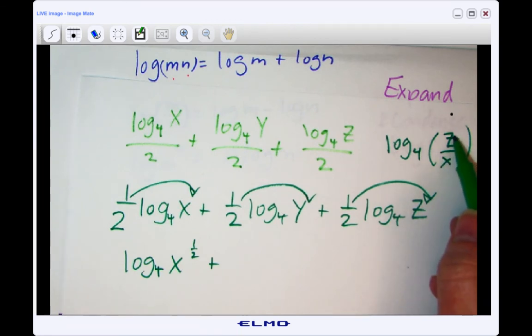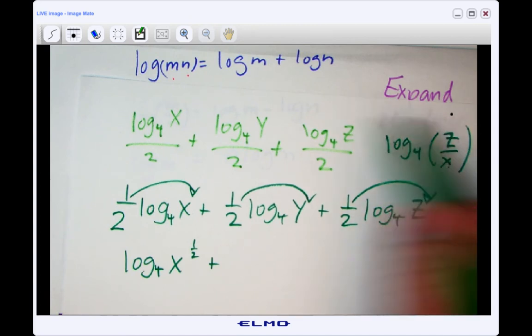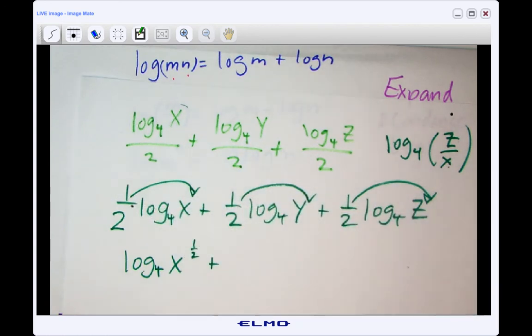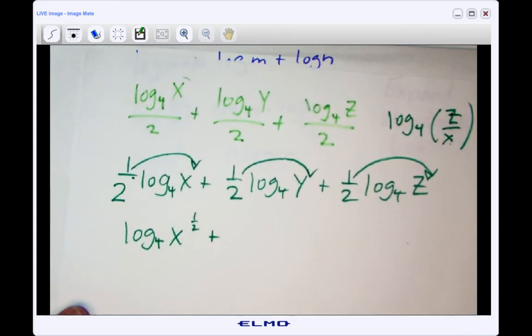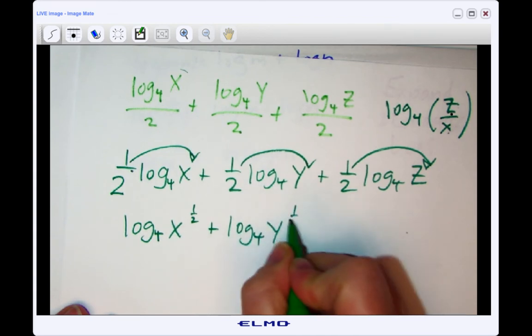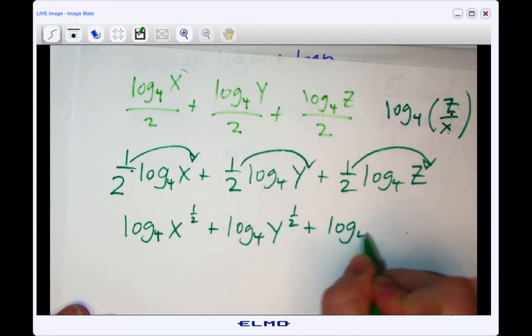Or there are two values. So that would have been one where I would have been thinking about the other rule. But this is just this whole log divided by 2, which means we basically have a number in front. Okay, so do you see the difference? This would be log 4 of y to the 1/2 plus log 4 of z to the 1/2.